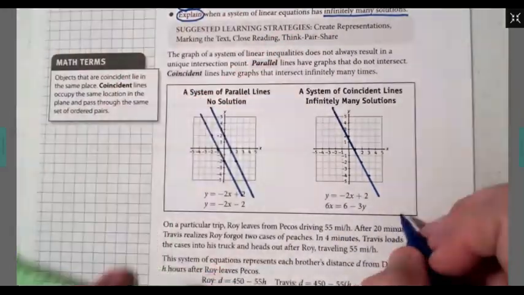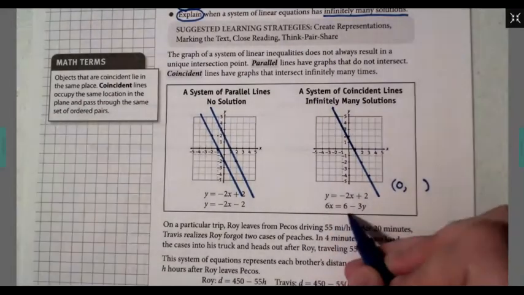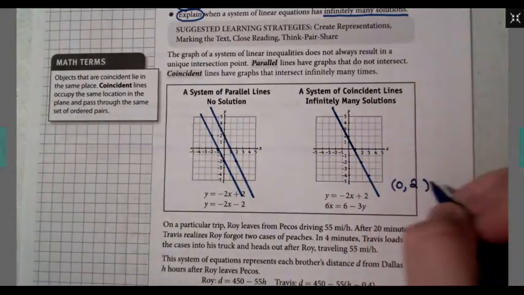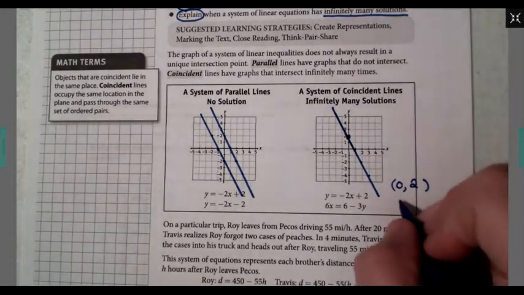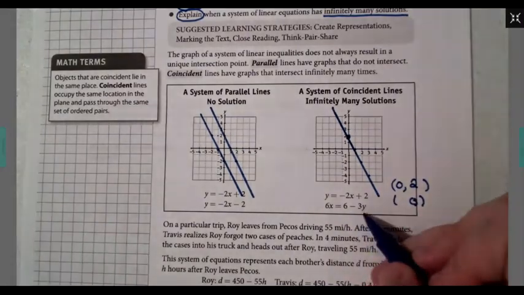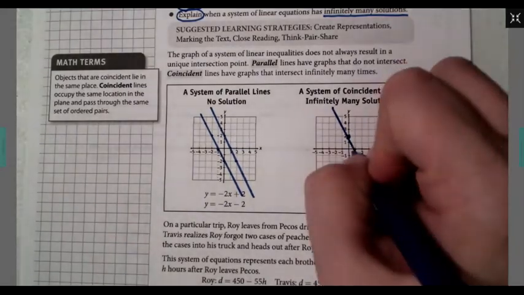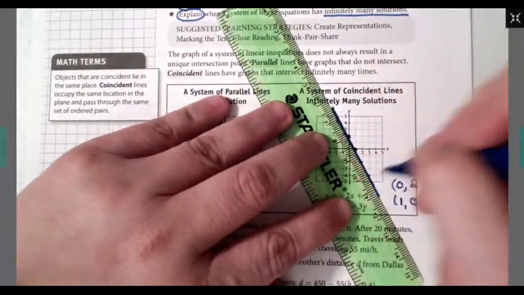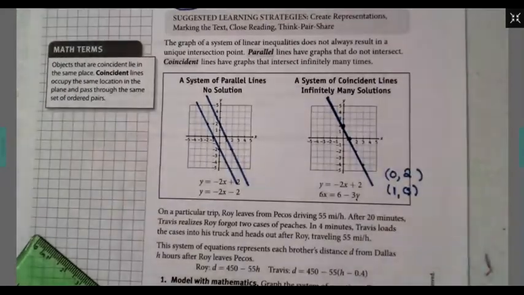zero as an input gives me 6 minus 3y. That would be 2 as an output. Well, that point's right here, right? And then if I try to find the 0, so I plug in 0 for my y, this would go away, and I got 6x equals 6, and that's going to be positive 1. So (1, 0) is located right here. If I connect my x and my y intercept with a line, I have the same exact line that I already had. So this is what it means to have infinitely many solutions. It's the same line all the way through.